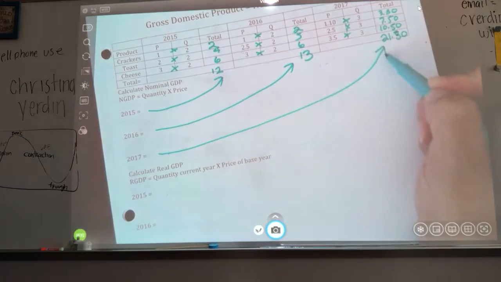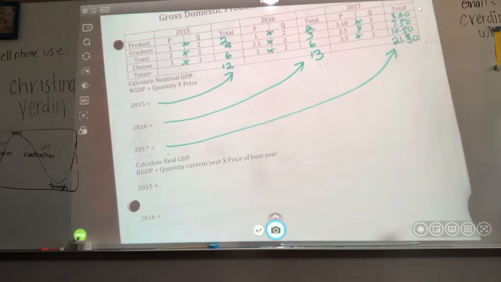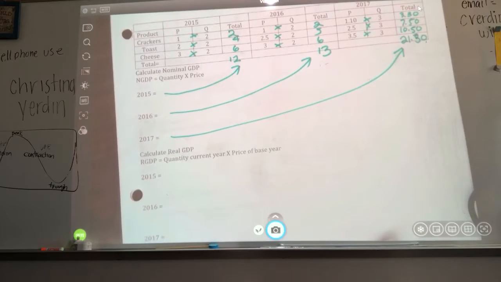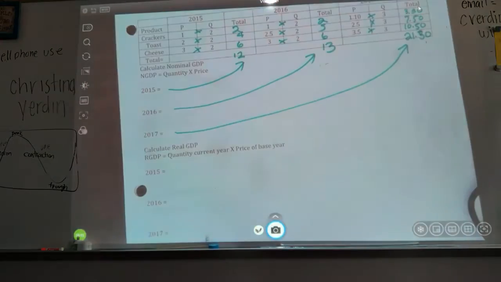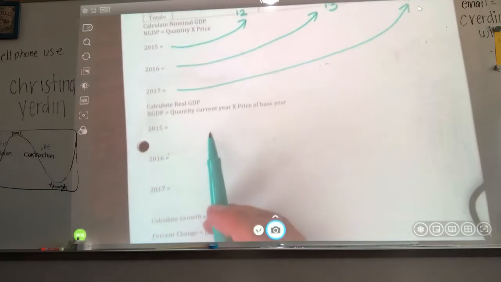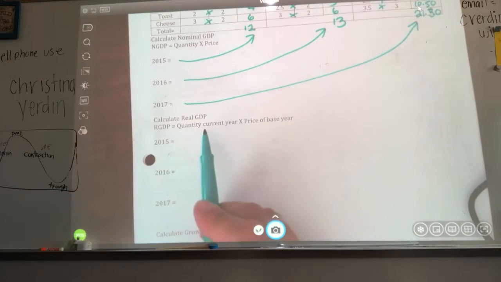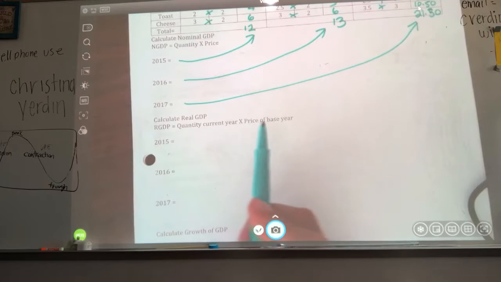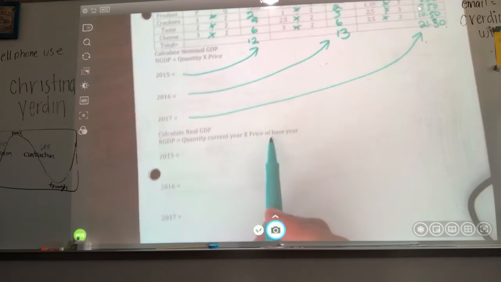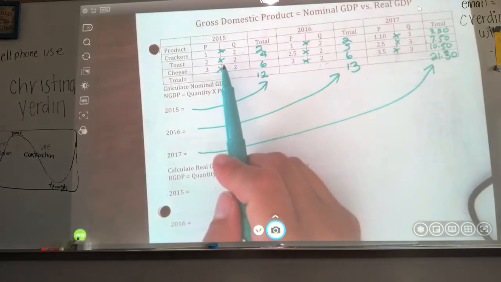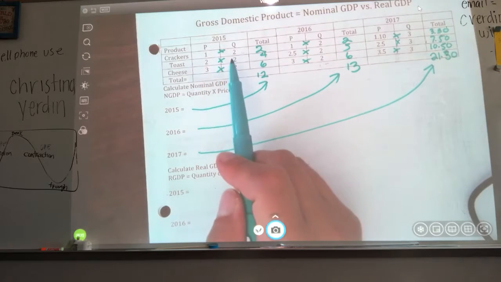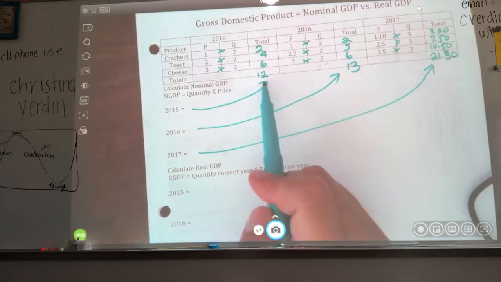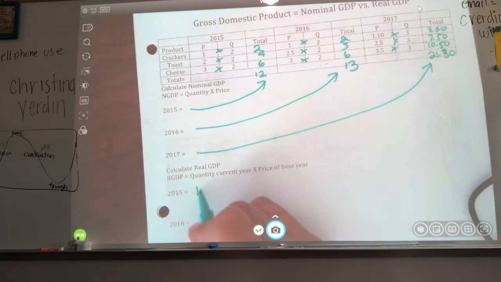We've done nominal GDP. To determine nominal GDP, all you do is multiply the quantity times the price. Well, we want to calculate the real. To calculate the real, we take the current year's quantity times the price of the base year. So let's look at this. If I make 2015 my base year, and take that price times that quantity, what am I going to get? 12. I'm going to get the same number. So my first year is 12.